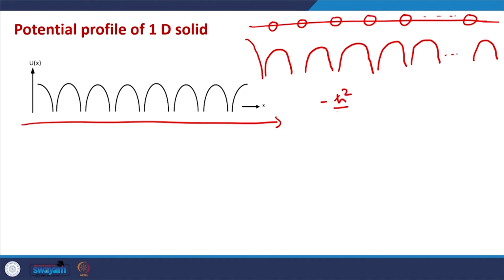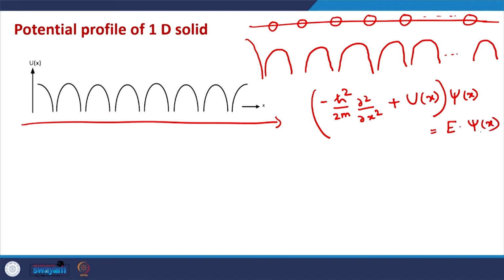In 1D it would be minus h bar square divided by 2m del 2 by del x2 plus U(x), where U(x) is the potential energy, times the wave function equals the energy of the electron times the wave function. Okay. So, as you can see, this parameter U(x) is quite important in solving the Schrodinger equation.